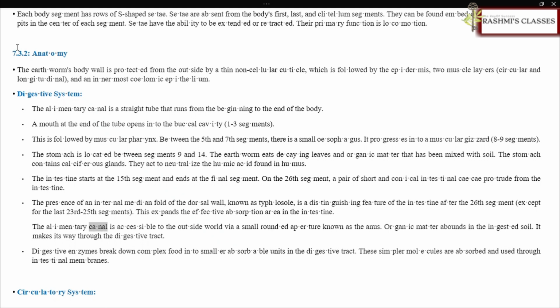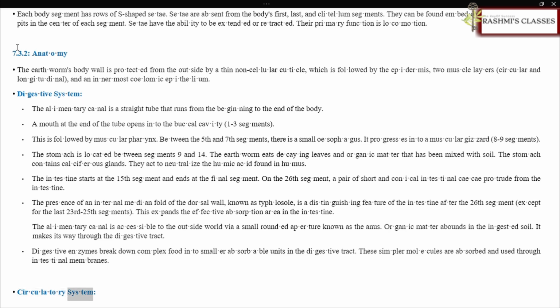The alimentary canal is accessible to the outside world via a small rounded aperture known as the anus. Organic matter abounds in the ingested soil. It makes its way through the digestive tract. Digestive enzymes break down complex food into smaller absorbable units in the digestive tract. These simpler molecules are absorbed and used through intestinal membranes.